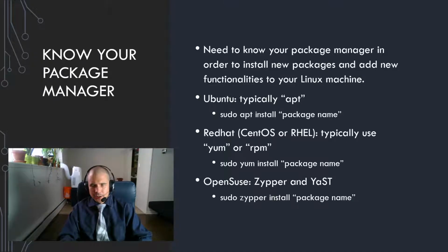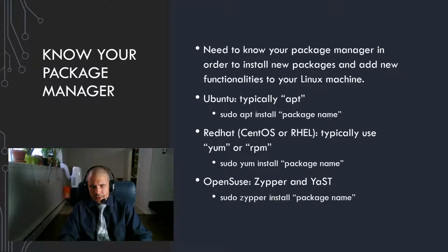Knowing your package manager is super important in Linux, especially if you're going to do any work in bash. I've listed out a few common ones here. So in Ubuntu, your package manager is apt. So you'd run sudo apt install and then the package name. Red Hat has yum or RPM. Again, similar, you substitute out the word apt with yum or whichever one you're going to use. And OpenSUSE uses zypper and yast. So again, you're just substituting out that one word and putting in the appropriate package manager for your Linux distribution.